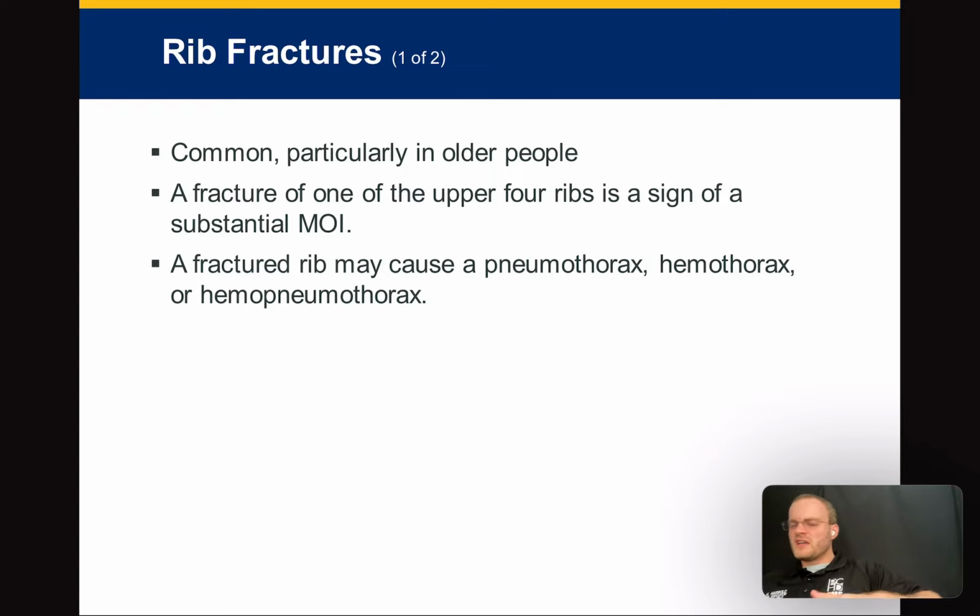These ribs are fairly well protected by the collarbone and the shoulder girdles. And so if you get one of these broken, it took a lot of energy to do that. Now down here, it doesn't take a whole lot of energy, especially the floating ribs, to break those. And as we've alluded to, a fractured rib may cause a pneumothorax, hemothorax, or a combination of the two, a hemopneumothorax.